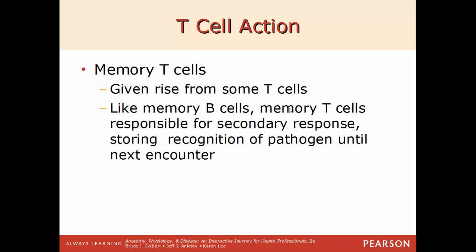Memory T cells. These are similar to memory B cells. They keep records, or they keep the database on pathogens that they have fought in the past. So when they encounter that pathogen again in the future, the response can be very aggressive and very fast.